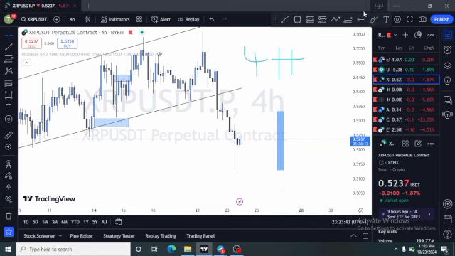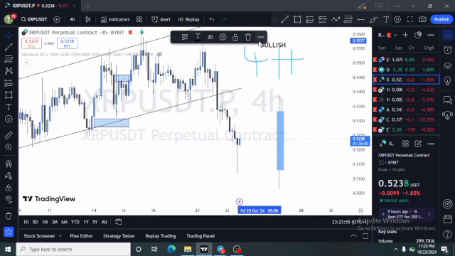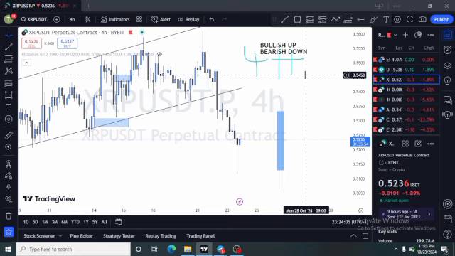So what is the open? Let's say for example that this is a bullish candle. What I mean by bullish is up, and bearish means down. That's what I mean. So now this is a bullish candle.